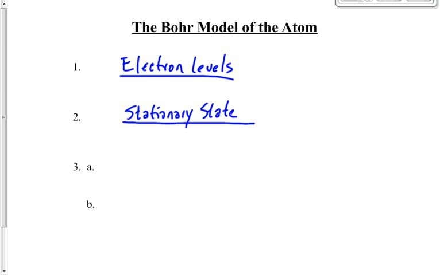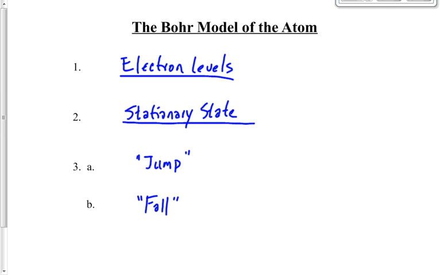Finally, the third aspect of the Bohr model of the atom just talked about electron transitions. Electrons can jump to a higher level, and electrons can fall to a lower level. When they jump to a higher level, what has to happen?